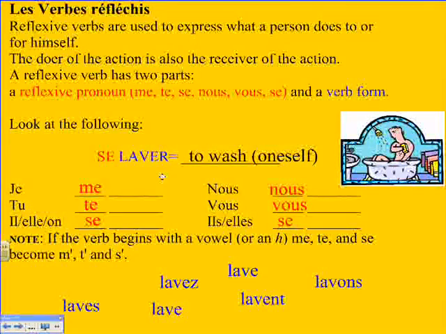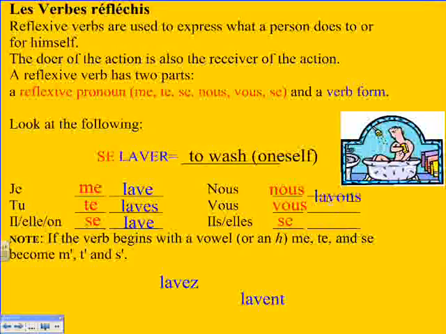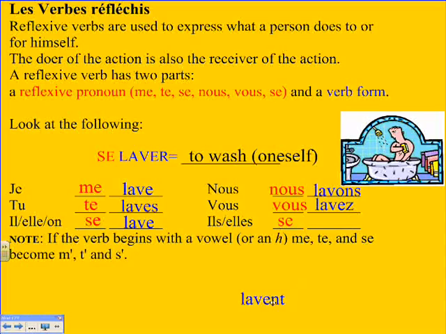When conjugating verbs, it's just as a typical present tense conjugation. Here we have an ER verb, so you chop off the ER and conjugate it in the present tense as you normally would, adding the e, es, e, ons, ez, and ent to the stem lav.